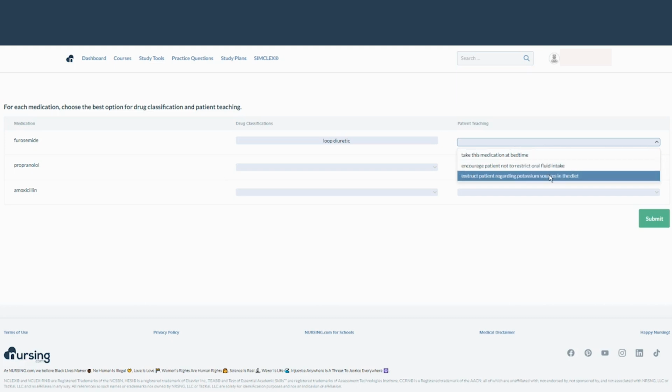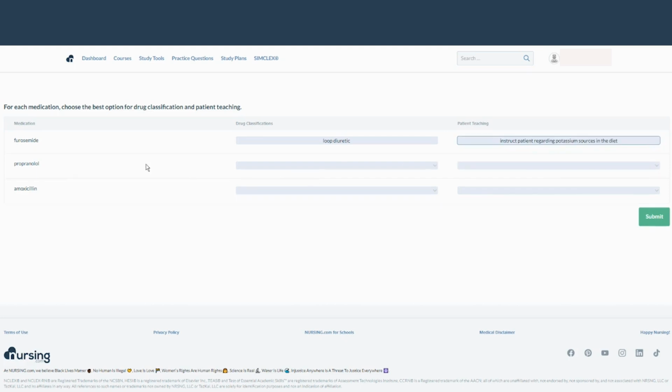Instruct patient regarding potassium sources in the diet. Probably going to do that because a loop diuretic is potassium wasting, right? We're going to get rid of potassium, so we probably need to eat some, like spinach.